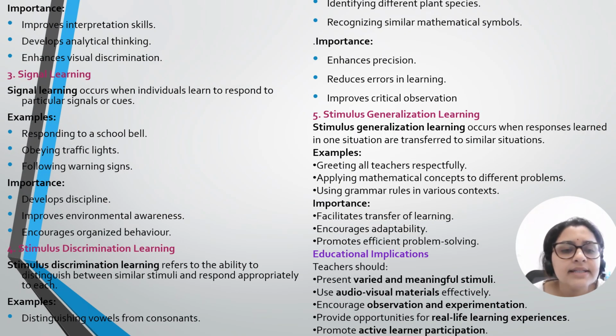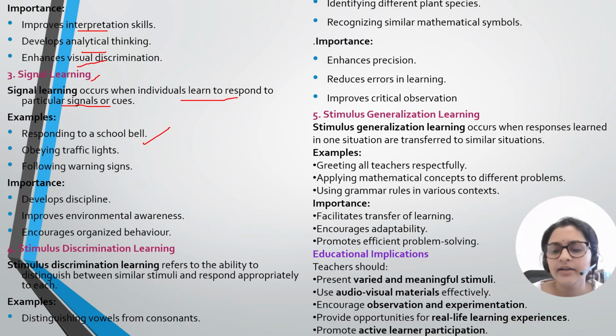So this perceptual learning will improve interpretation skills, develop analytical thinking, and enhance your visual discrimination. So, this is a square, this is a circle. It helps in visual discrimination. Then you have signal learning. This occurs when individuals learn to respond to particular signals or cues. Example, responding to a school bell.